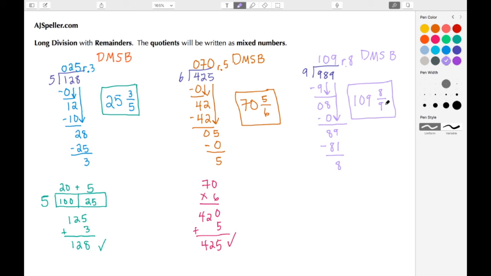And now let's go ahead and do the check to make sure that's correct. So we have 109. We're going to multiply that by our divisor, which is 9. So 9 times 9 to give us 81, 9 times 0 to give us 0, and 0 plus 8 gives us an 8 right here. And then 9 times 1 gives us 9, and then we have to remember to add on the remainder, which is 8. So 8 plus 1 is 9, 8 plus nothing is 8, and 9 plus nothing is 9. So here we have 989, and we see that does match our dividend, so we know that we are correct.